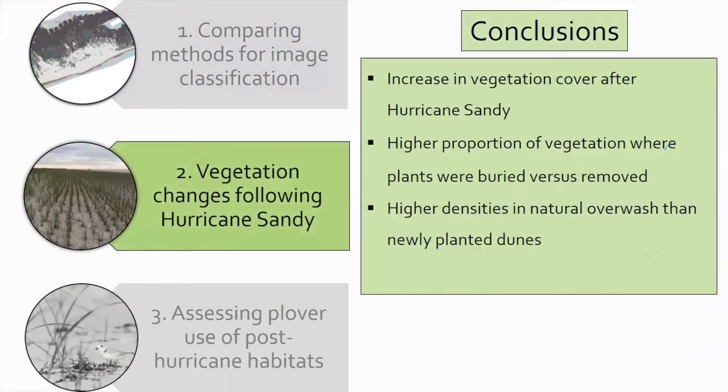In the second chapter, we saw that there was an increase in vegetation cover following Hurricane Sandy. There was also a higher proportion of vegetation where plants were buried versus being entirely removed, and higher densities in natural overwashes than in those newly planted dunes.